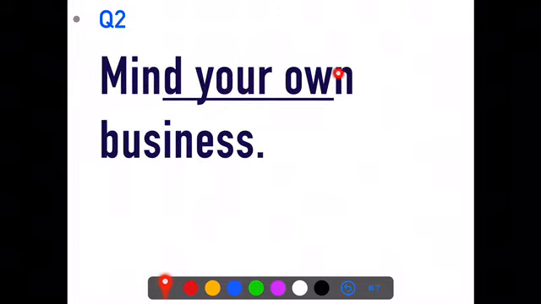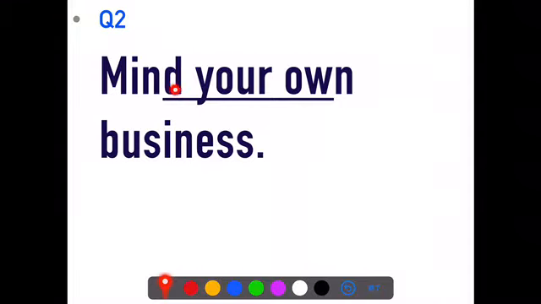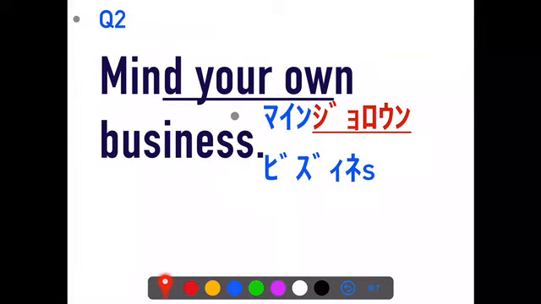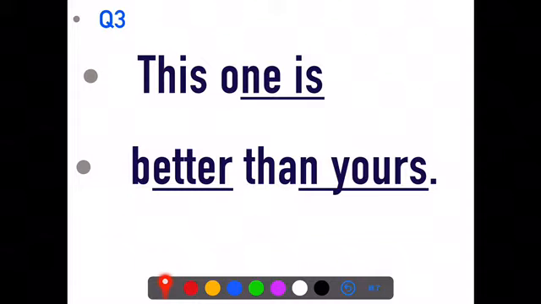Next one. Mind your own business. My hint is, before your, you have D. Before O, you have R. What happens? Try pronouncing it. Go ahead. Your own. The answer is, mind your own business. So this means, mind your own business, worry only about yourself. Next question.